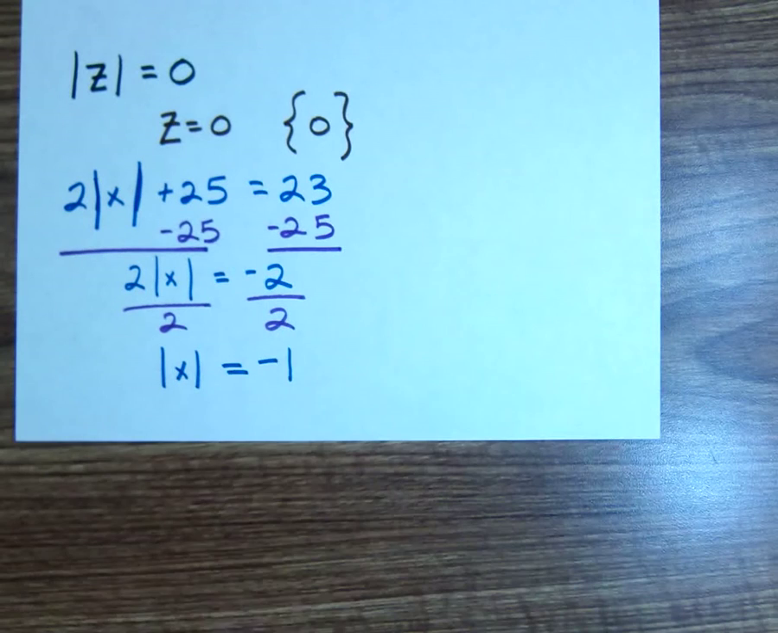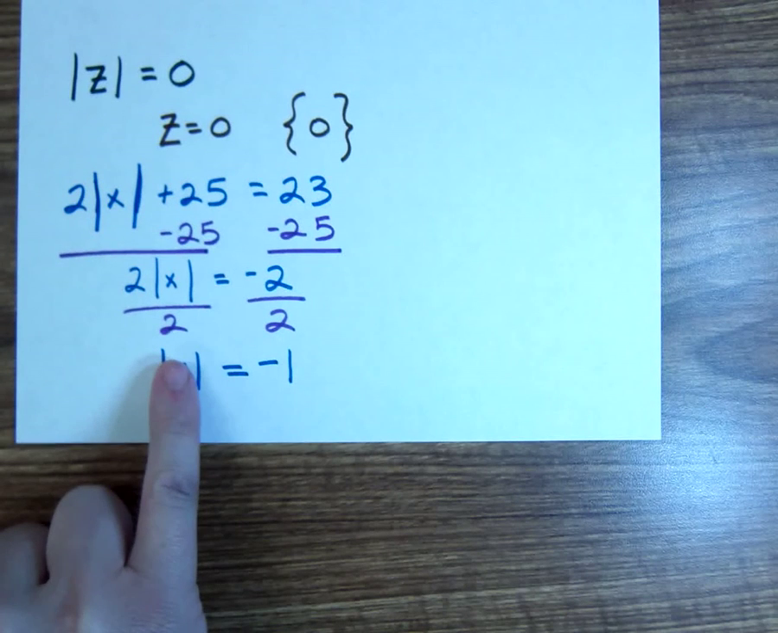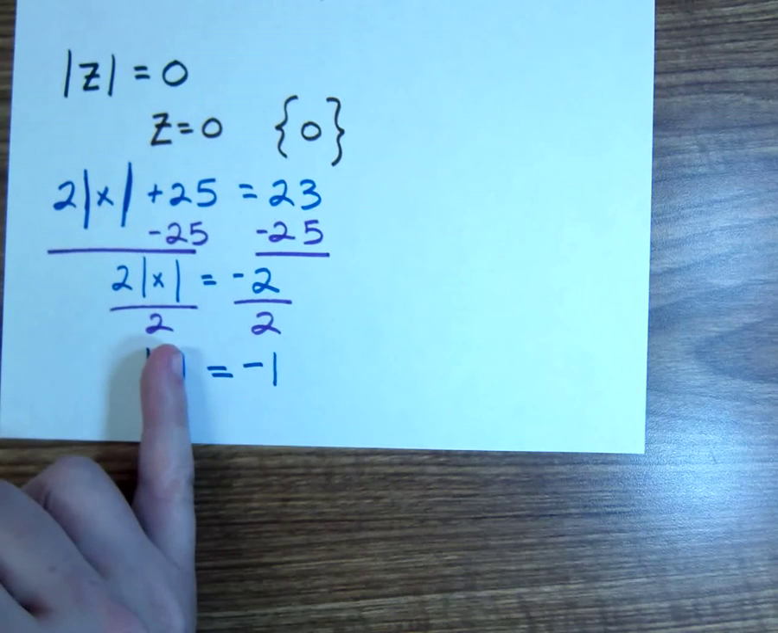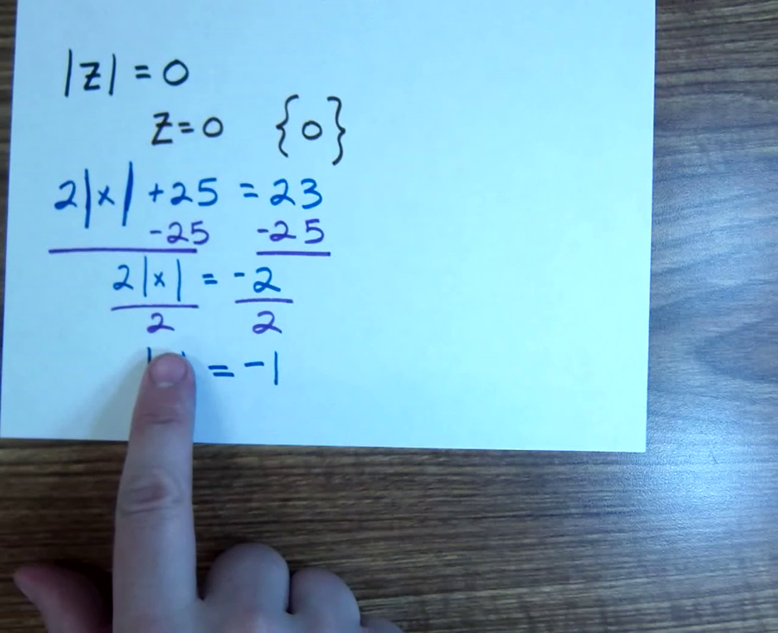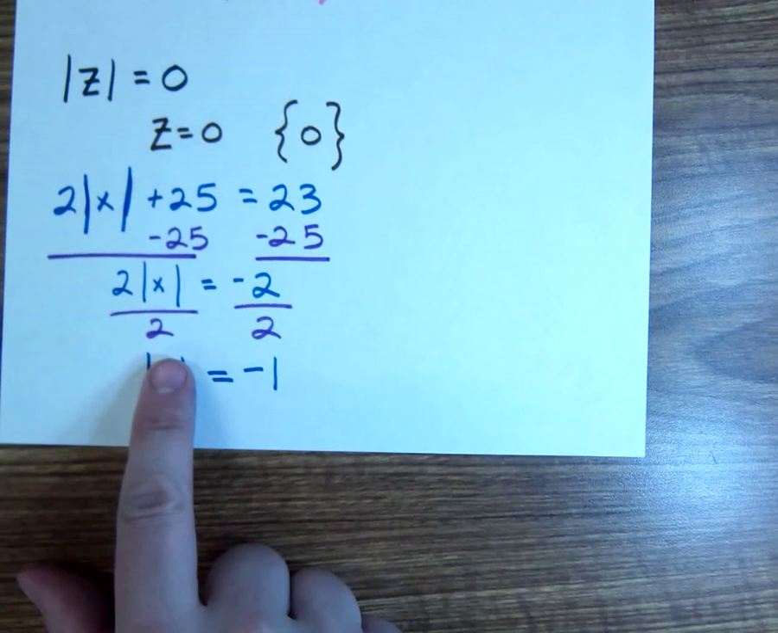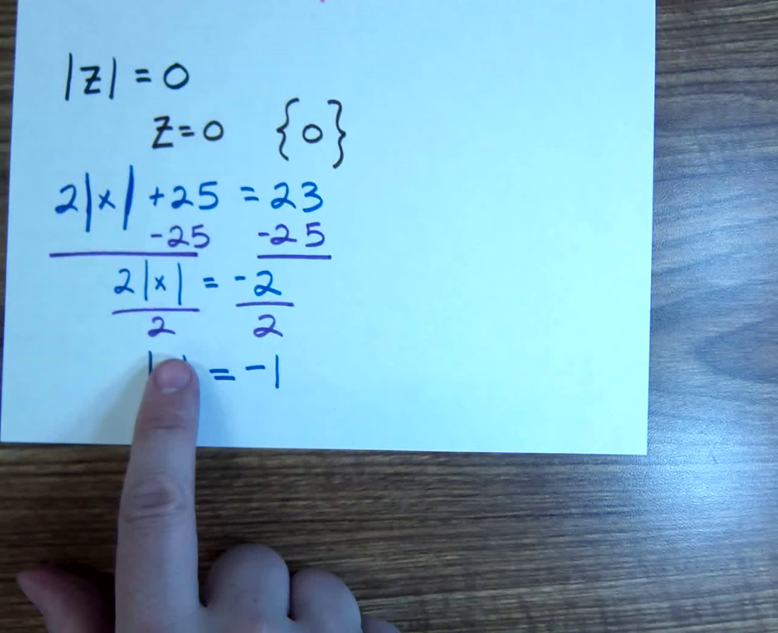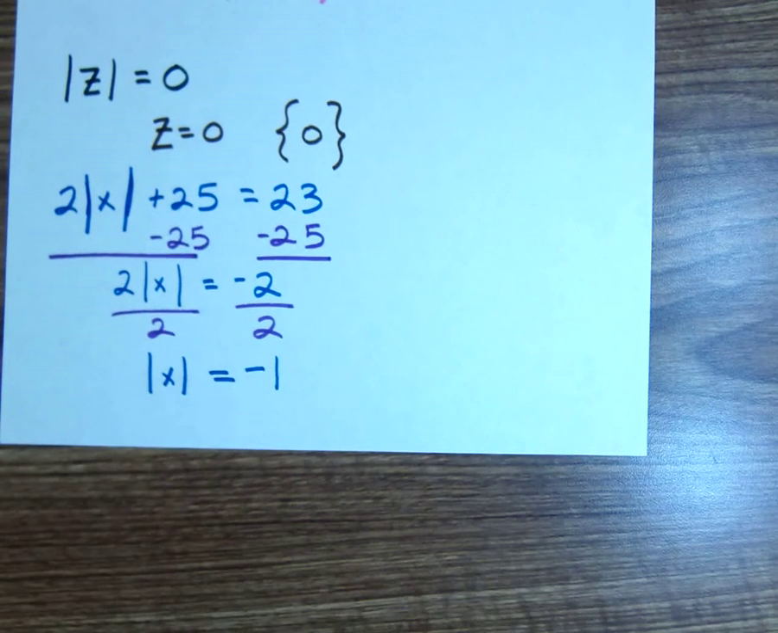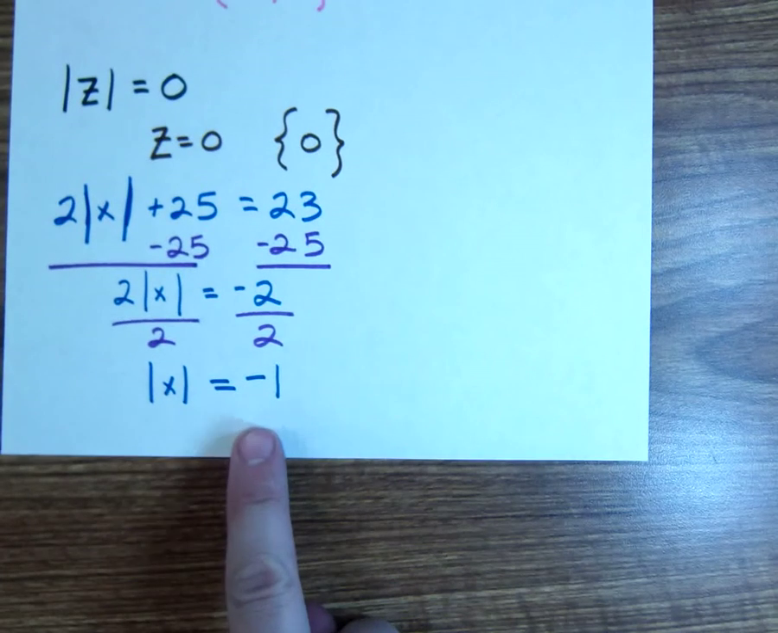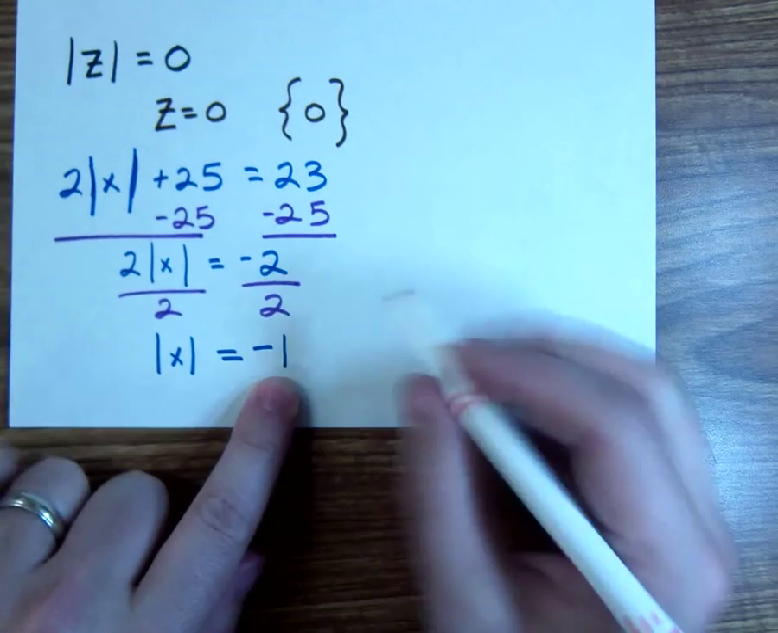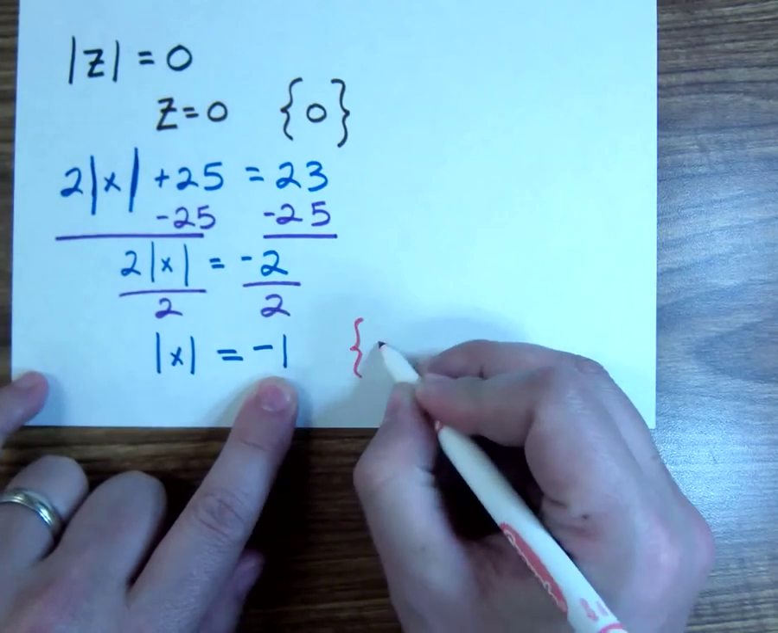So the question I'm asking myself is, what would x have to be so that the absolute value is negative 1? The absolute value of 1 is 1. The absolute value of negative 1 is 1. So it can't be. There's no answers because absolute value is always positive. So when you see absolute value is negative, there aren't any answers for that. It's impossible to take the absolute value of a number and get a negative.